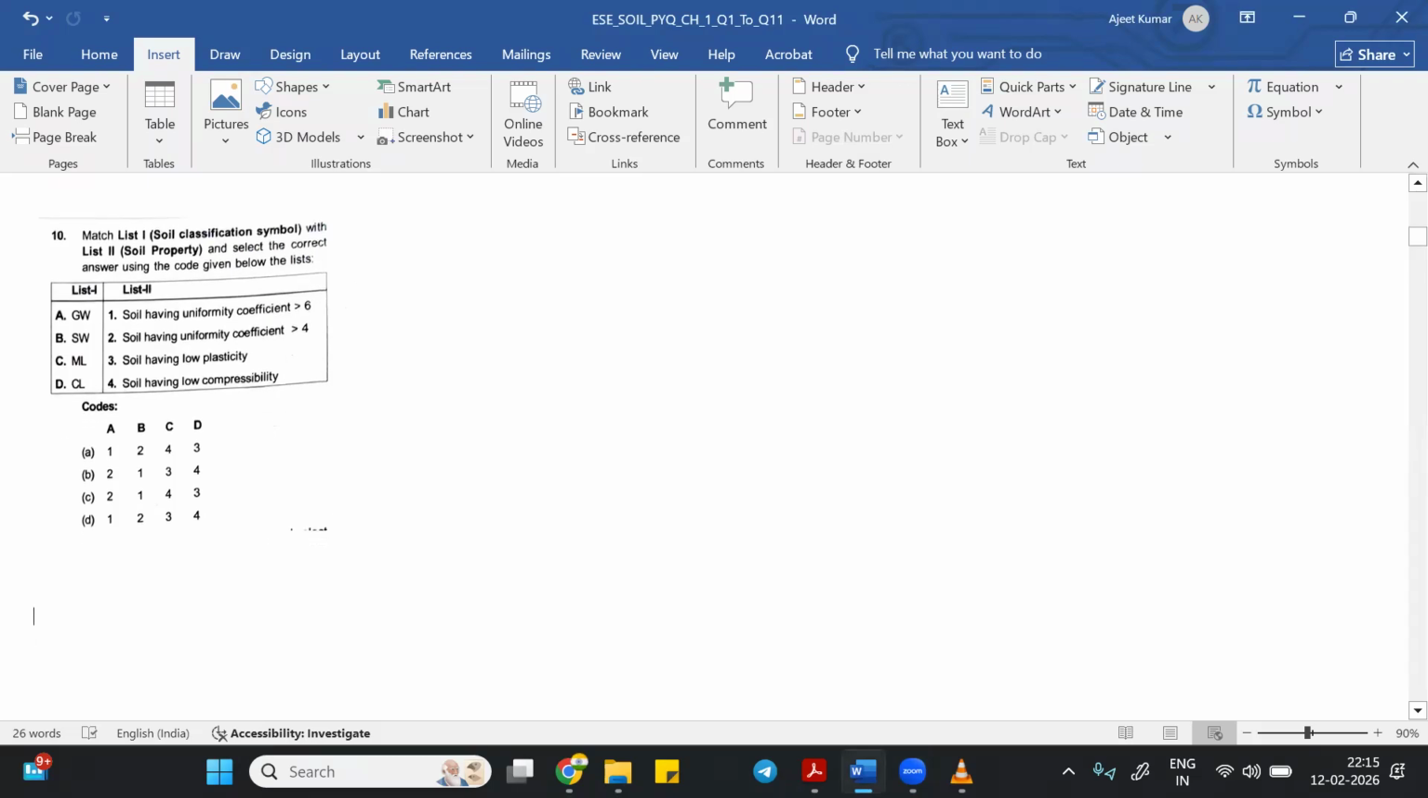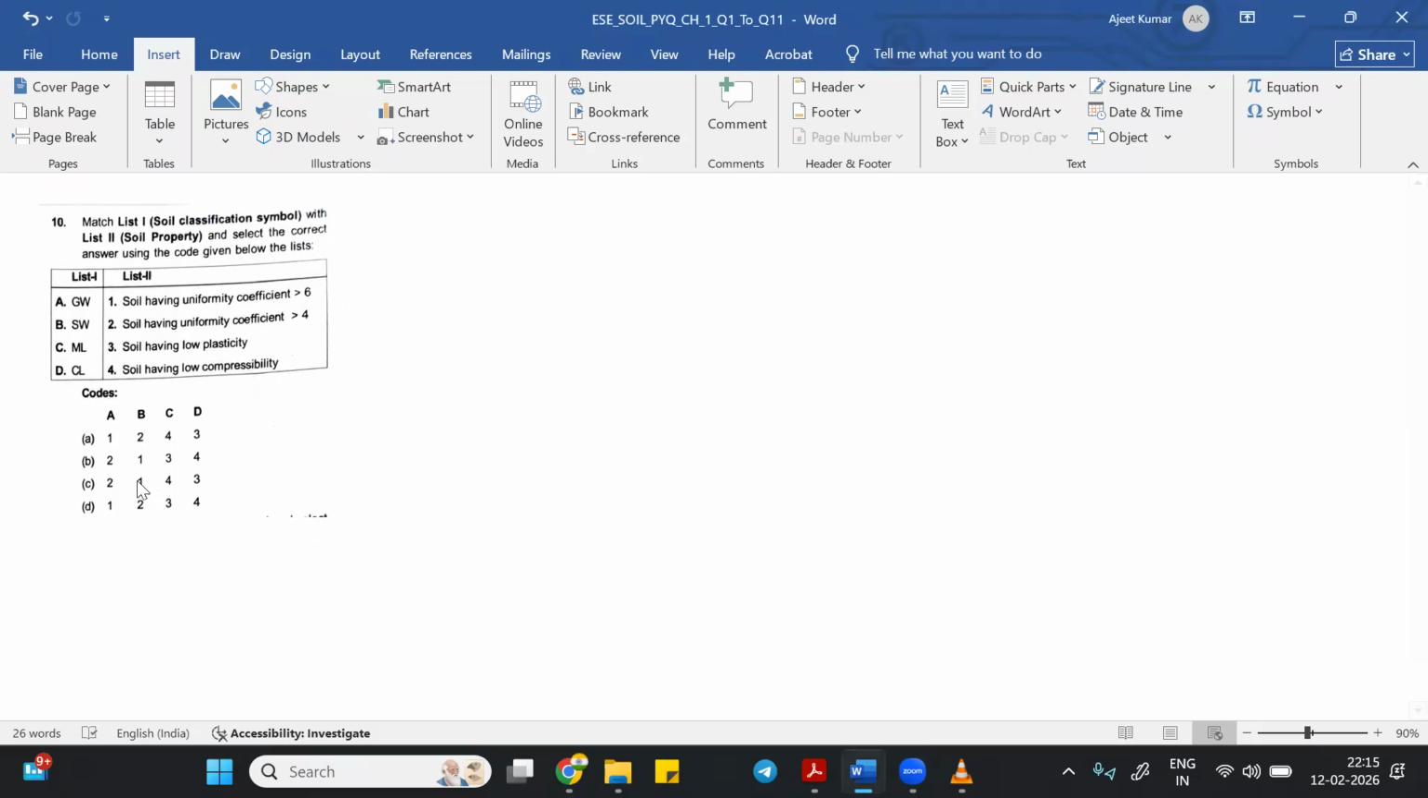So question number 10. Match list 1 soil classification symbol with list 2 soil property and select the correct answer using the code given below the list.